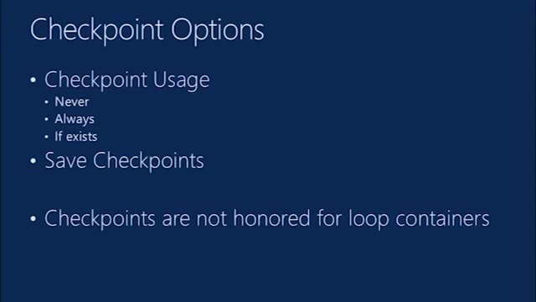Now, the way that this is going to need to be configured is I am going to need the option to, of course, save checkpoints, specify wherever you want to write the file out to, and then you're going to notice my checkpoint usage, and I've got never, always, and if exists. So never, sort of like the name implies, is going to ignore it. If exists, again, sort of like it implies, would use it if it exists. Always means that it must use a checkpoint file.